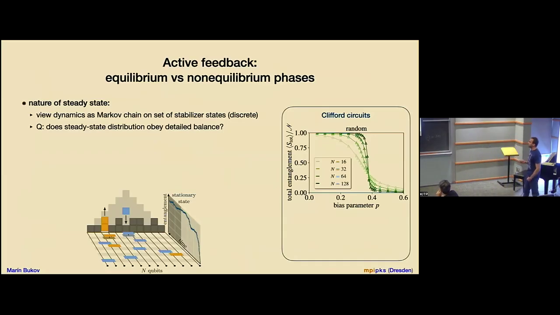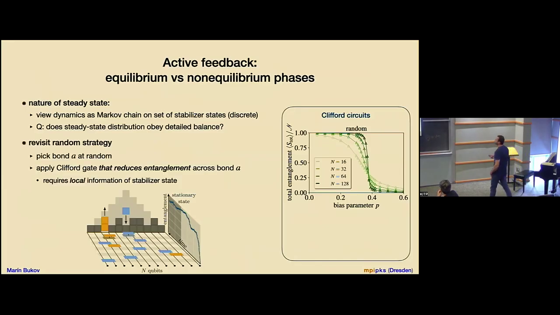So let's see how that works for this random strategy that we just introduced. Let me just remind you, the random strategy goes as follows. You pick a bond at random, and then you apply a Clifford gate that reduces entanglement across that bond. Notice that in order to find the gate that actually reduces the entanglement, you need some information about at least the local density matrix on that bond. And so, there's information that's required.